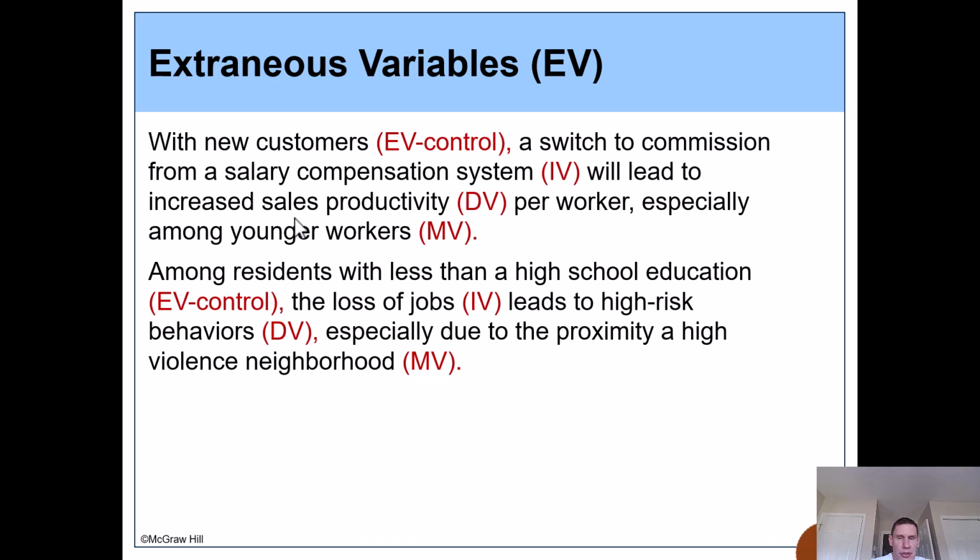For extraneous variables, the EV, with new customers, which is the EV control, a switch to commission from a salary compensation system, which would be the IV, will lead to increased sales productivity, which is the DV, per worker, especially among younger workers, which is the MV. Among residents with less than a high school education, the EV control, the loss of jobs, IV, leads to high risk behaviors, DV, especially due to the proximity of a high violence neighborhood, which in this case is the MV.